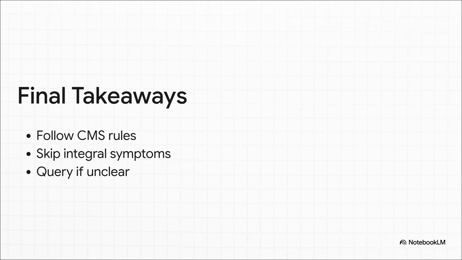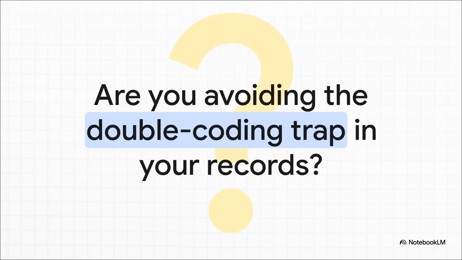Never code integral symptoms of a definitive diagnosis. Code symptoms only if they're unconfirmed or completely unrelated. And as always, if the documentation leaves you guessing, query your provider. So ask yourself this, are your records reflecting the true definitive diagnosis, or are you still falling into the double coding trap? Mastering these clinical relationships is absolutely crucial for compliant coding.